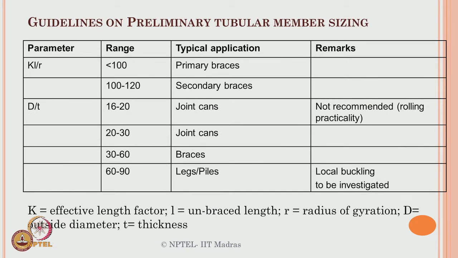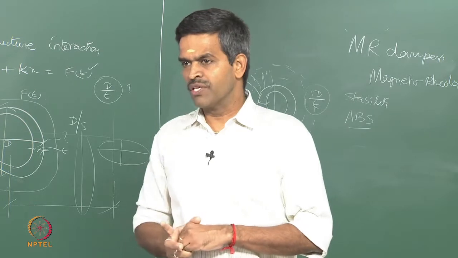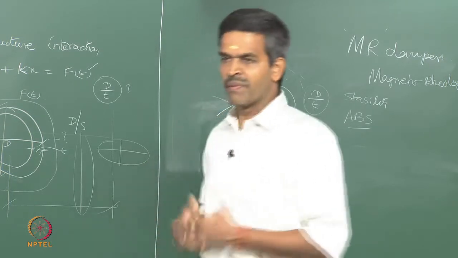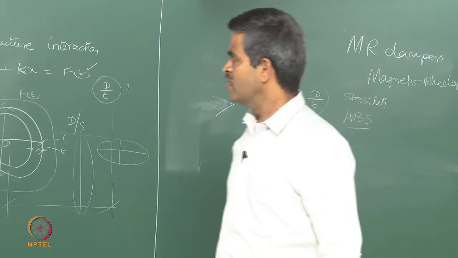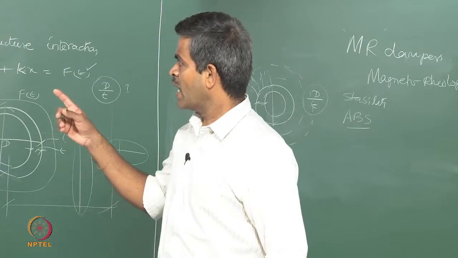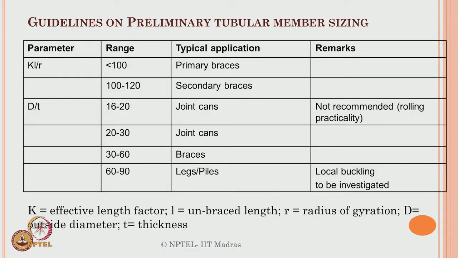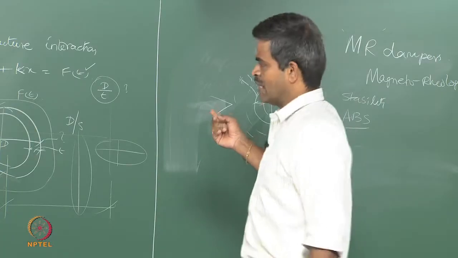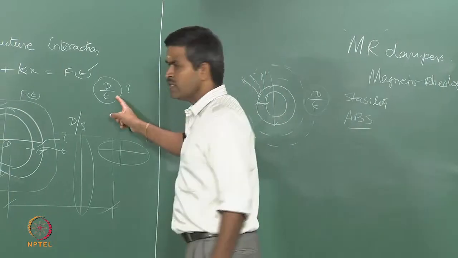Now, there are some guidelines available for finding out the minimum member sizing. Please understand, offshore structural design is more or less predefined by the codes. We do not have a choice of selecting a member diameter or thickness as per our choice. More or less they are predefined depending upon the KL by r ratio, which is the deflection or stability parameter, and the other, as I said, is the D by t value. Okay, it is very important.